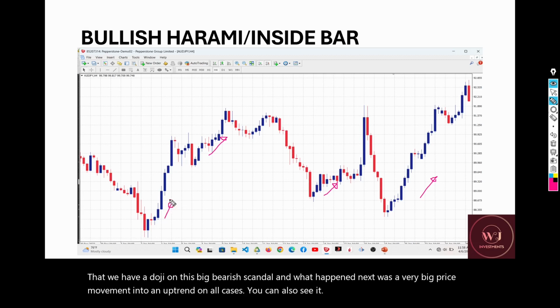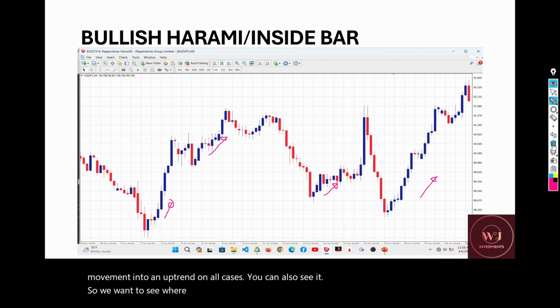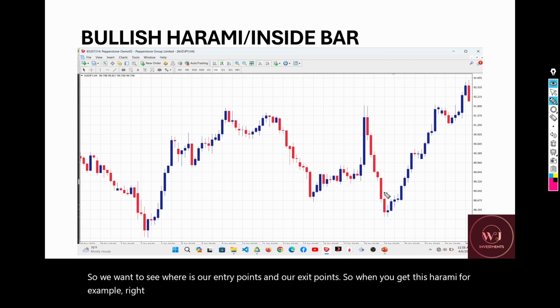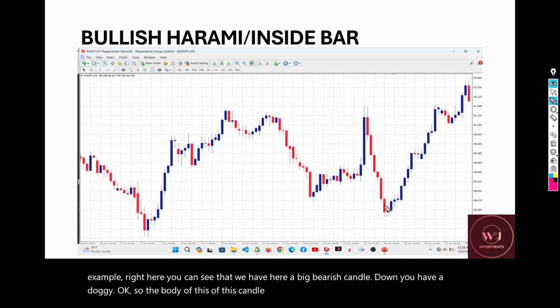So we want to see where our entry points and our exit points are. When you get this Harami, for example, right here, you can see that we have a big bearish candle down. You have a doji. Okay, so the body of this candle here is covered by the body of this candle.